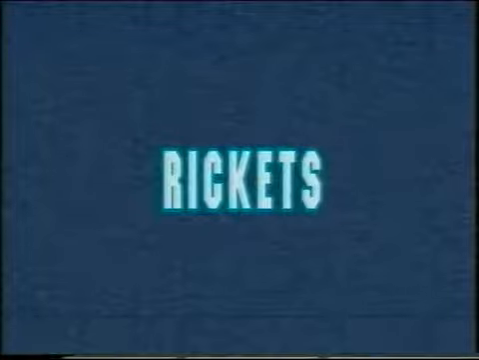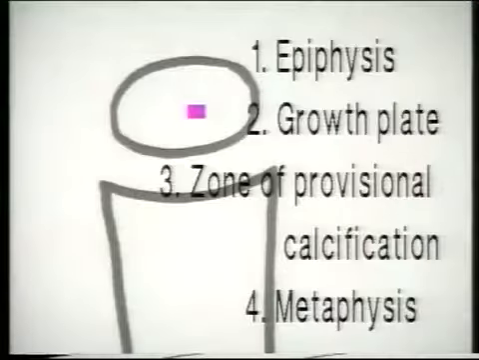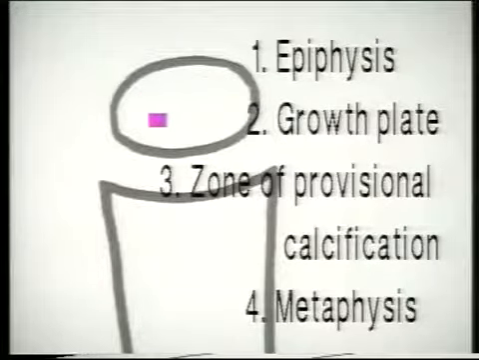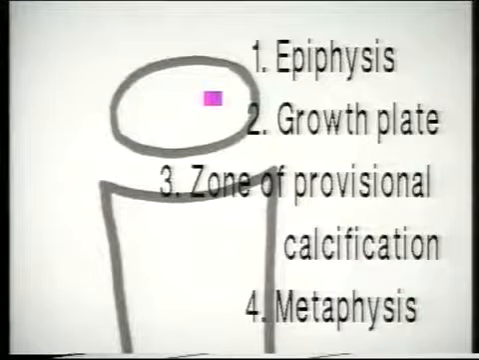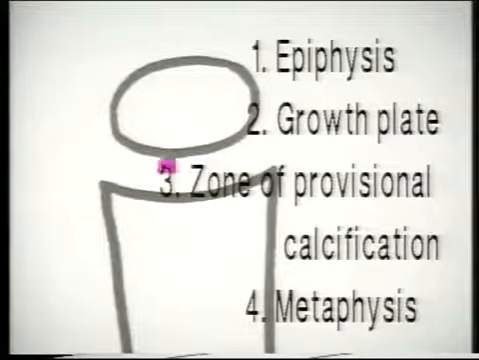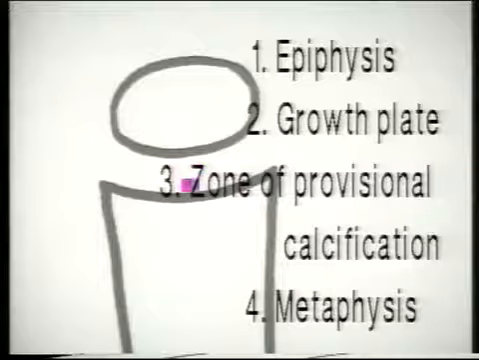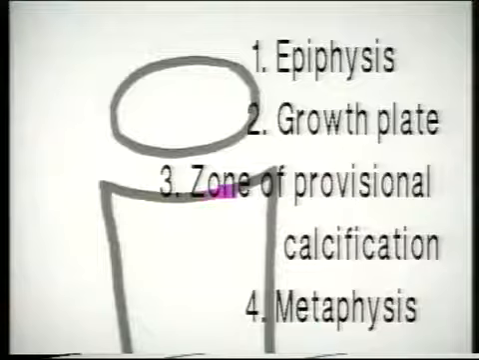Rickets. First, let us study the normal anatomy of the growing end of a long bone. The oval structure at the end is the epiphysis or the growing center. It is separated from the main bone by a radiolucent gap which represents the growth plate. The edge of the metaphysis shows a white line of calcification termed the zone of provisional calcification, and the portion of the bone beneath it is the metaphysis.